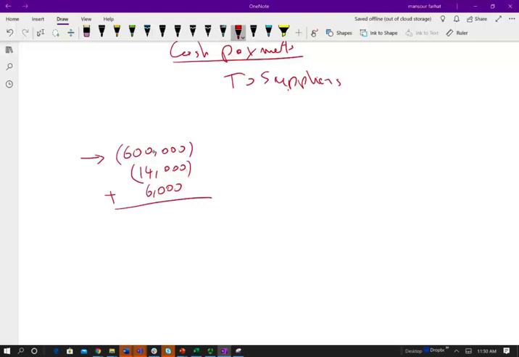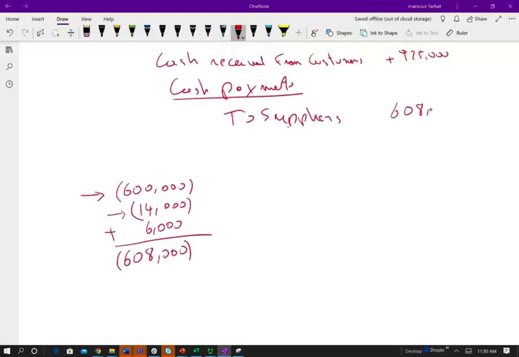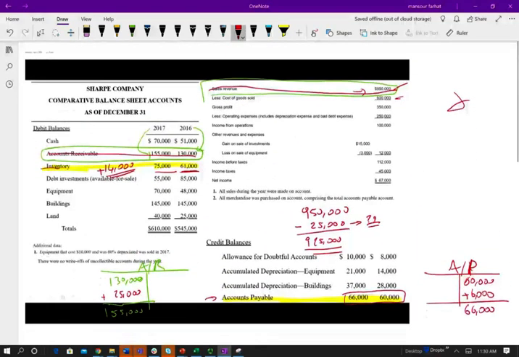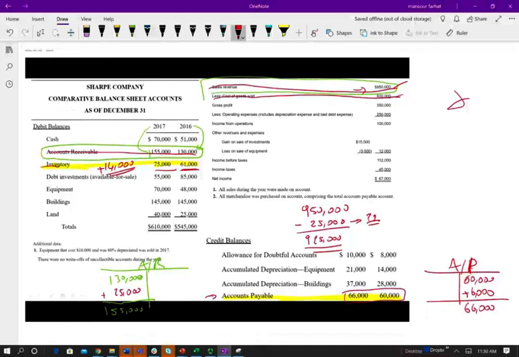Therefore, if I take negative 600 cost of goods sold, and then examine my inventory, which increased my cash disbursement, and then examine my accounts payable, which means I did not pay for it in cash, overall I have negative 608,000 that I paid to suppliers. So for suppliers, it's cash payment to suppliers 608. Basically, I'm done with cost of goods sold, and I'm done with analyzing inventory and accounts payable.